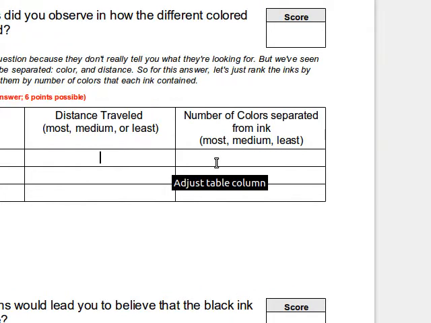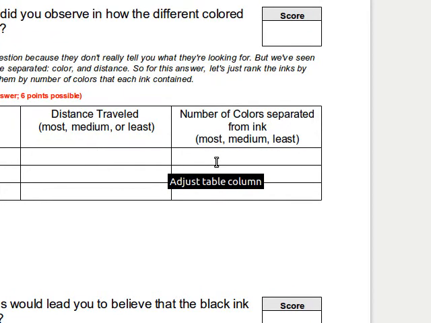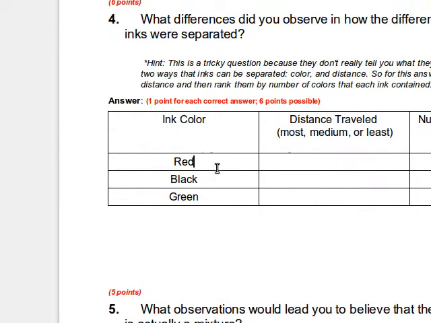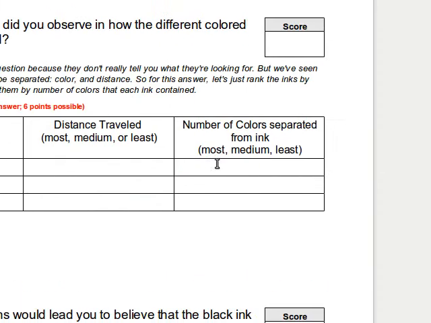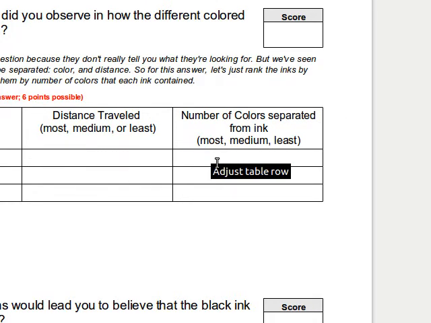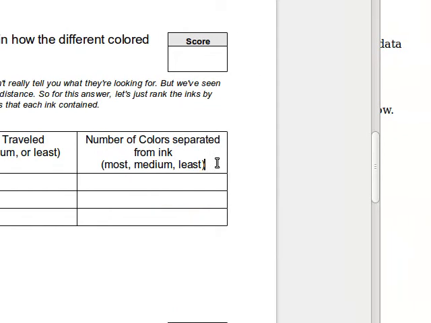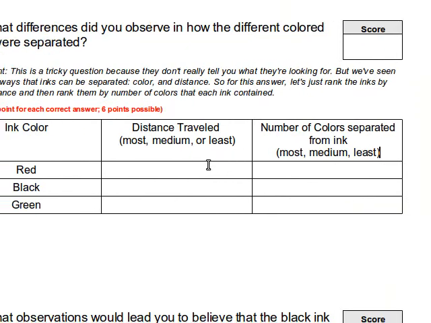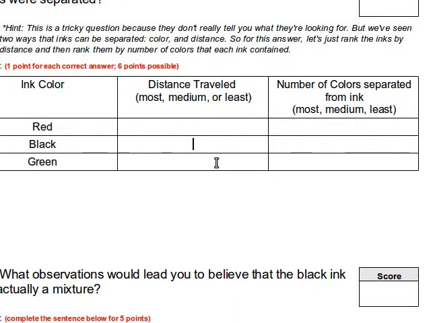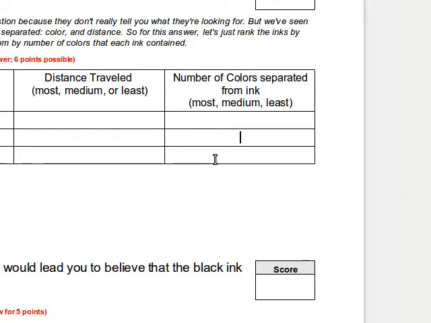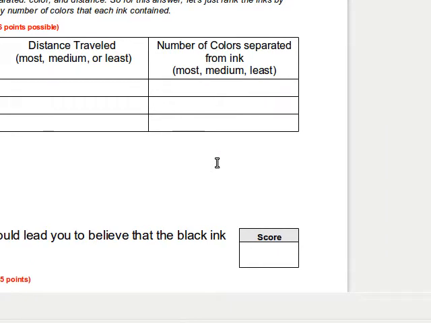And now the second thing we measured was the number of colors separated. So we're going to rank the different ink colors from the most colors that it broke down into to the least colors that it broke down into. That's what we'll do for that one. Okay, so I'm going to give you 1 point for each correct answer. You've got 1, 2, 3, 4, 5, 6 squares to fill out in this table. So that's 6 possible points right there.